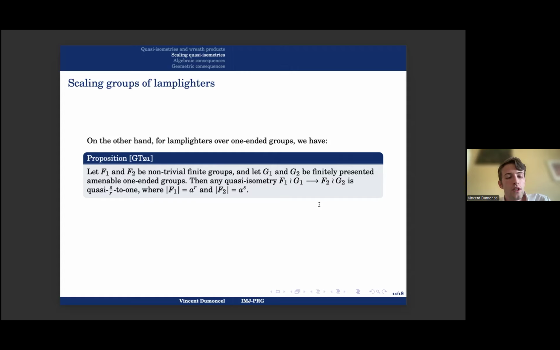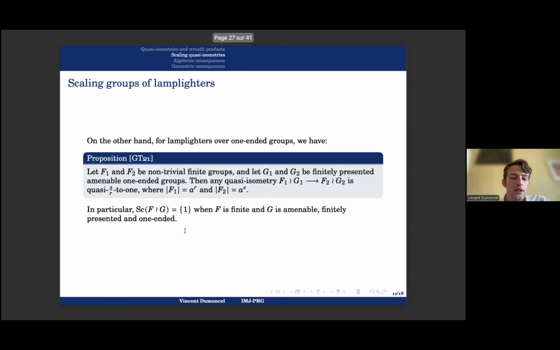And so the computation of the scaling factor is explicit. It is S over R, where S and R are the exponents that you find in the cardinalities of the lamp group. So it is in fact a direct consequence of their classification. In particular, you can notice that for such wreath products, when G is amenable, finitely presented, and one-ended, and F is finite, the scaling group is reduced to one. It is the trivial subgroup of the strictly positive real numbers.